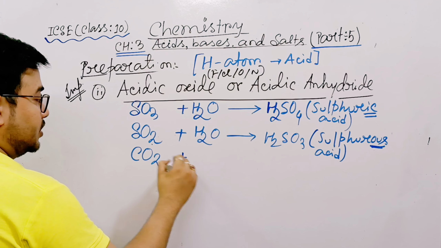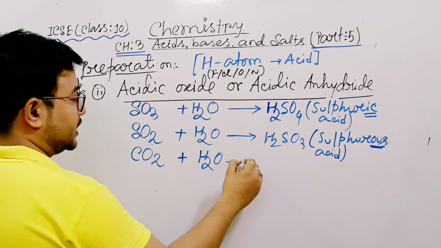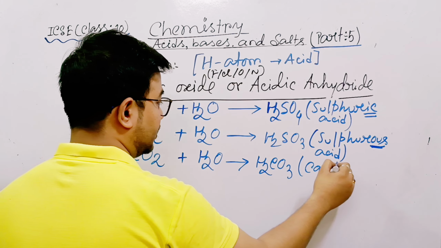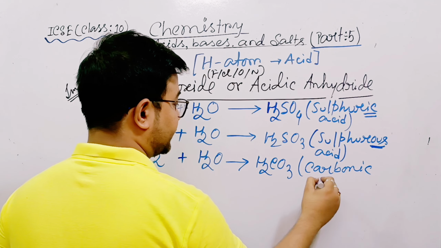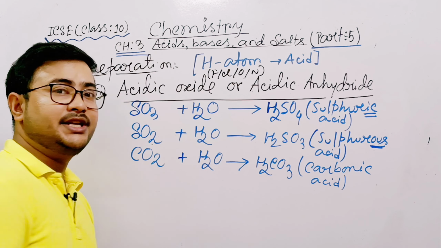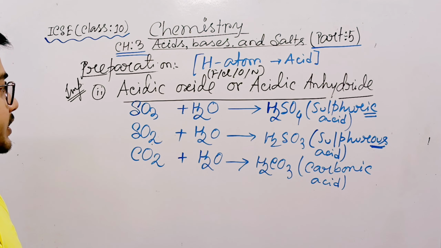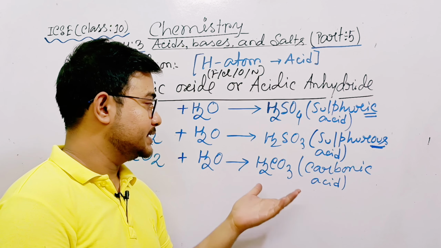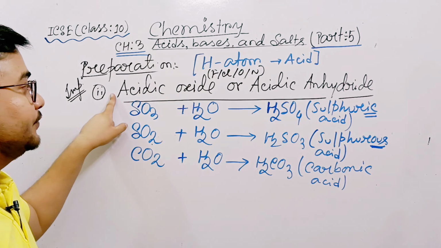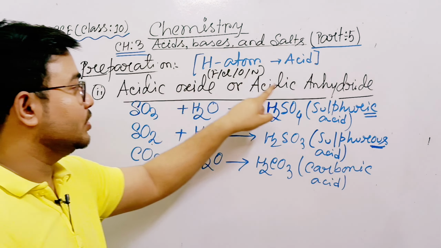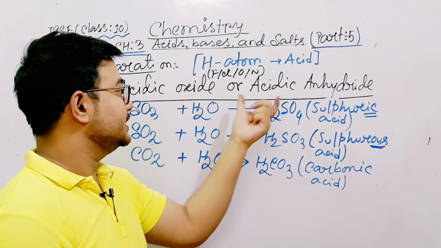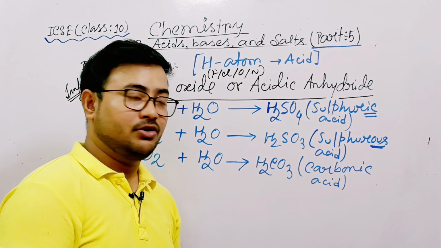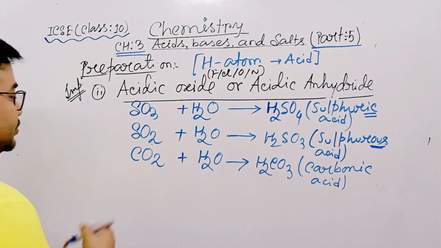Now carbon dioxide when it reacts with water, it will form H2CO3. It is called carbonic acid. So these three are the preparation of various types of acid: sulfuric acid, sulfurous acid, carbonic acid. From where? From acidic oxide, or another name of acidic oxide is non-metallic oxide.